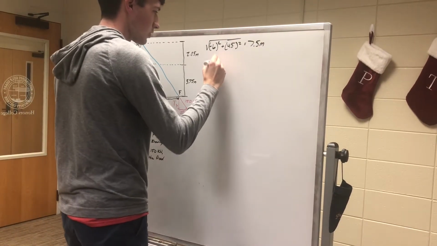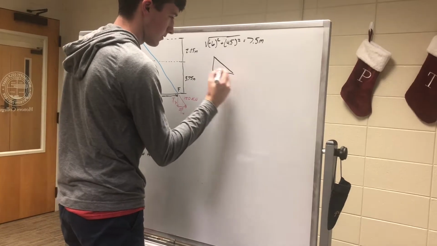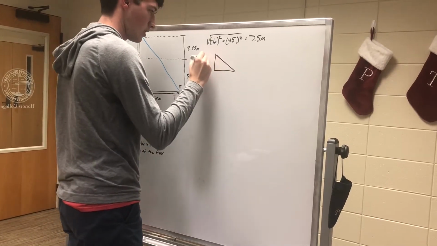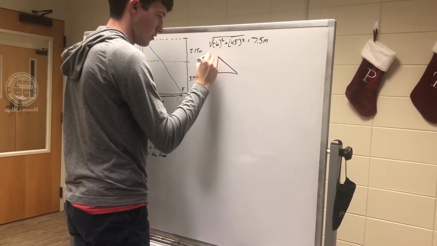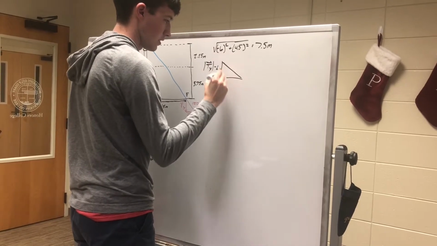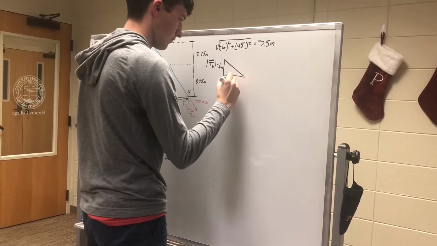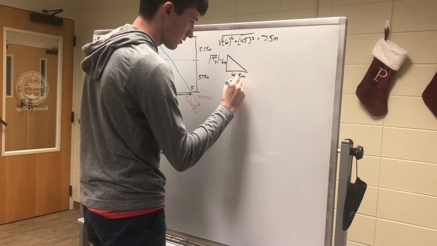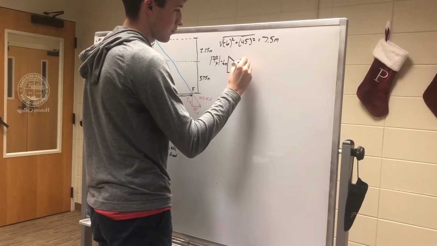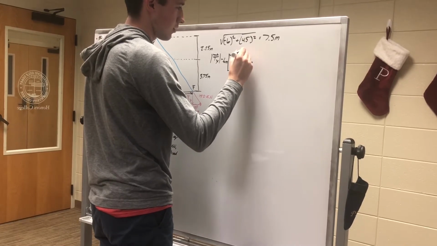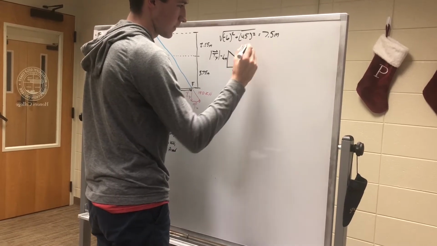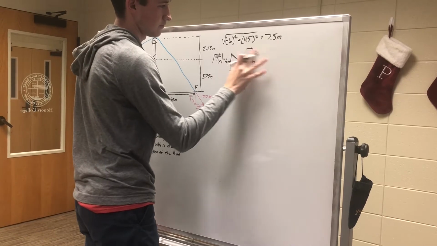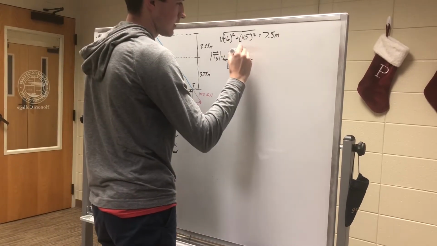So we set up our triangle. We have this here. This is our tension Y component, which is -6 meters. This is 4.5 meters, which is our tension X component. This is 7.5 meters, which is our total tension, which is also 150 kilonewtons.